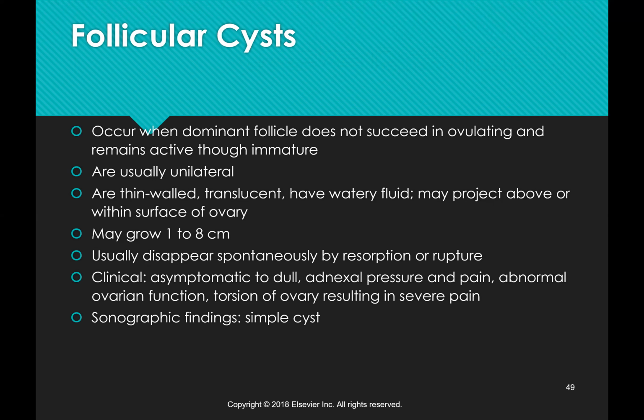So why do we get a follicular cyst? It occurs when the dominant follicle does not succeed in ovulating and remains active, though mature. So it didn't do its job, so it never ruptured, and it just gets bigger and bigger. It may grow up to 1 to 8 centimeters, but they're thin-walled, translucent, and have watery fluid. And a lot of the times they just disappear on their own when they're ready.